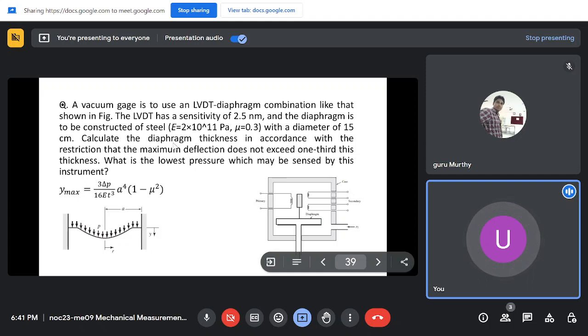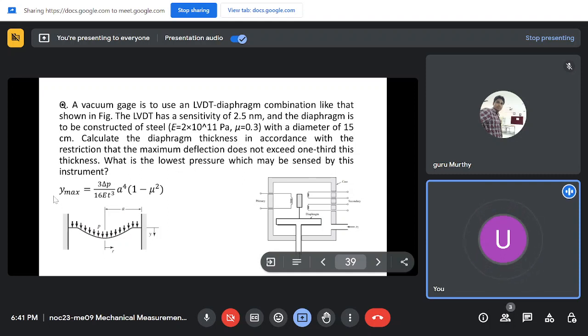We are asked to calculate the diaphragm thickness in accordance with the restriction that the maximum deflection does not exceed 1/3 of this thickness. So you have to design the diaphragm, finding the thickness such that the maximum deflection the diaphragm goes through does not exceed 1/3 of its thickness. That is the restriction which has been put. The next part of the question is, what is the lowest pressure which may be sensed by the instrument? What is the least pressure you can measure when the diaphragm is designed such that the deflection is not greater than 1/3 of its thickness?